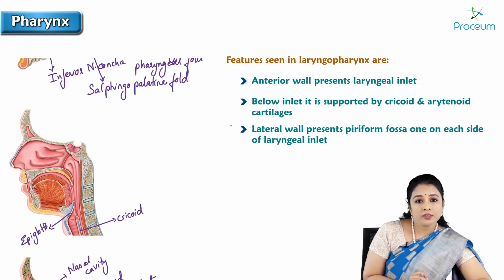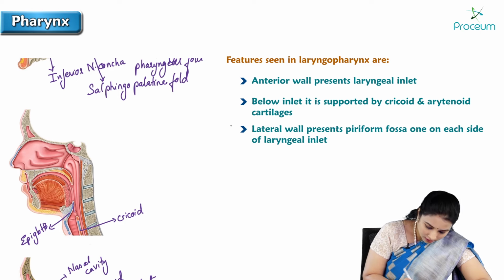So it presents laryngopharynx, that is behind the larynx. The pharyngeal part is called laryngopharynx. Anterior wall is formed by the inlet of larynx. So this is the inlet.